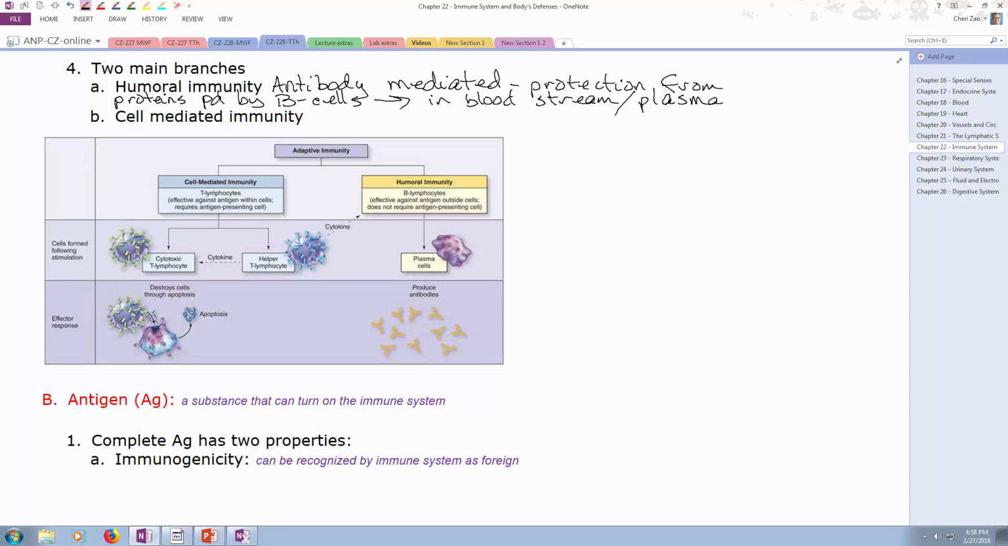Cell-mediated immunity, this is by cells interacting with other cells physically. I mean, they're coming into physical contact, and this is by our T cells.